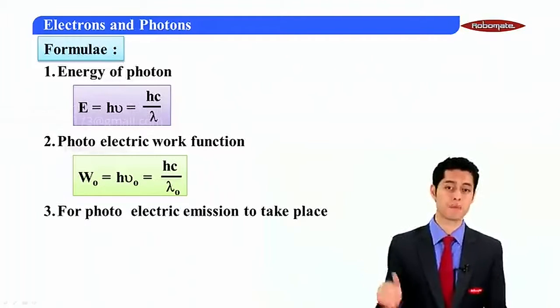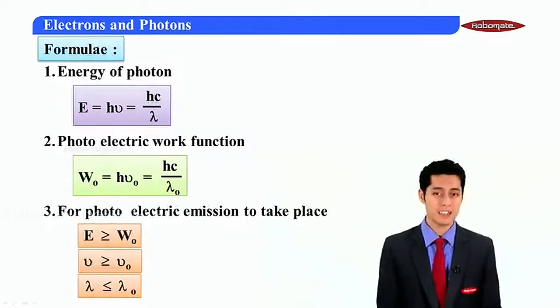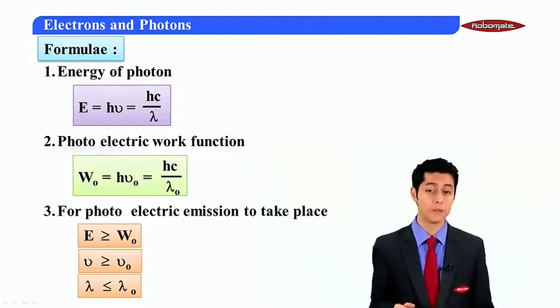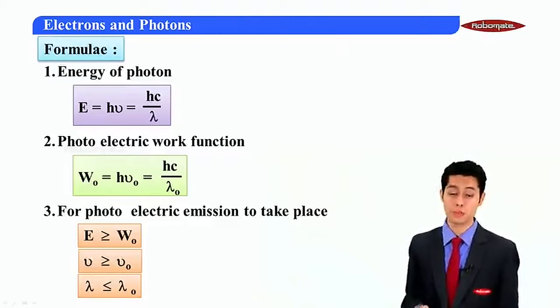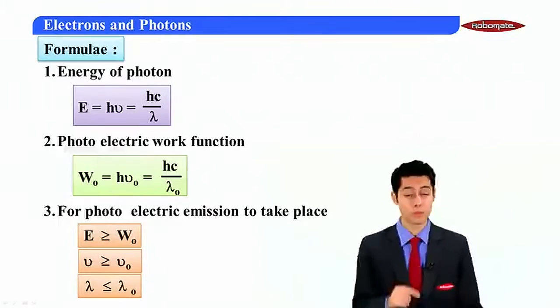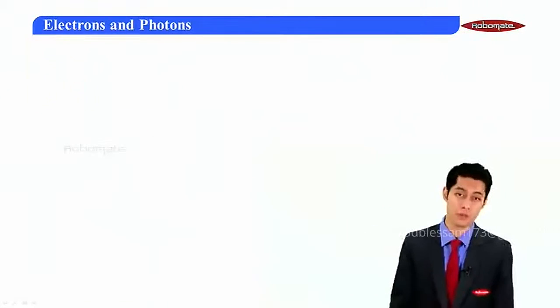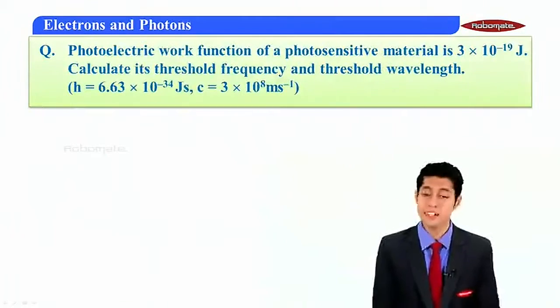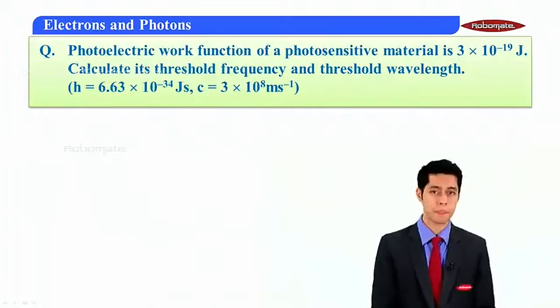For photoelectric emission to take place, E should be greater than or equal to W₀, that is, energy should be greater than or equal to the work function. Frequency should be greater than or equal to the threshold frequency, and wavelength should be less than or equal to the threshold wavelength. The first question is as follows.